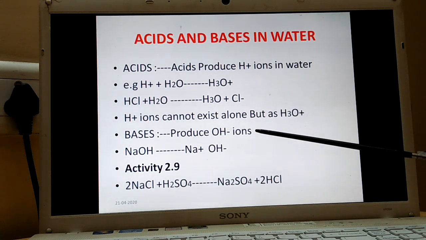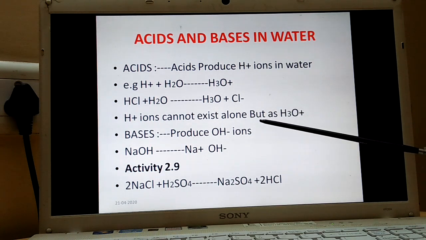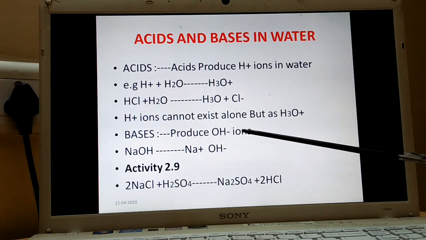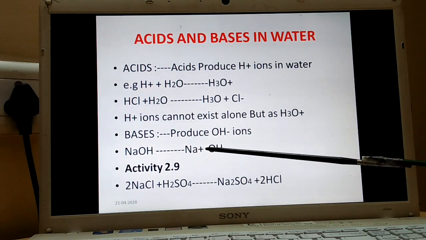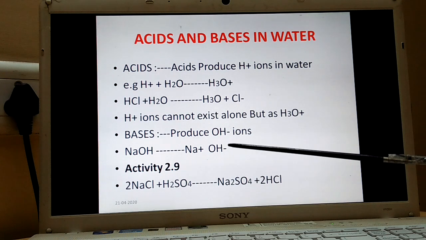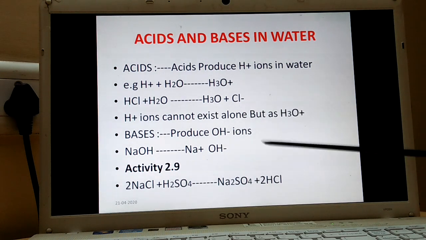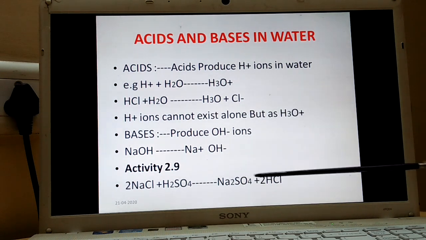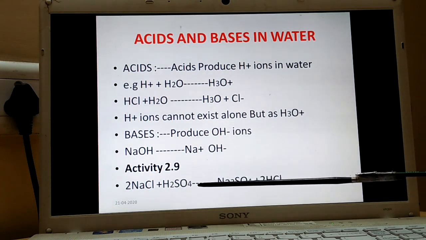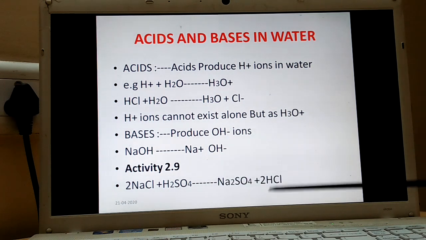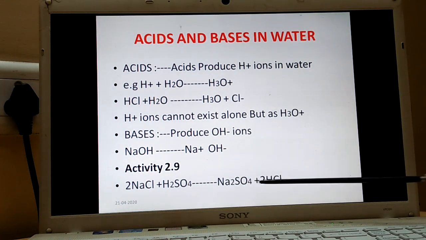Now what about bases? When any base is dissolved in water, it will produce OH minus ions. So on dissolving sodium hydroxide in water, it will give rise to Na plus and OH minus ions. Here I have given another activity. What happens when sodium chloride is made to react with sulfuric acid? It will give rise to sodium sulfate and hydrochloric acid, or hydrogen chloride gas can be formed.